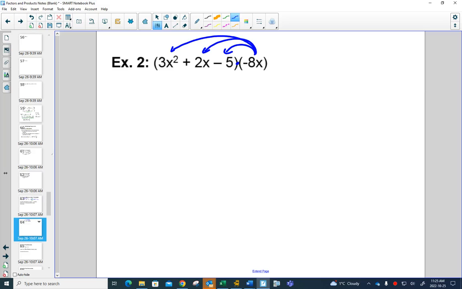And then when I look at these ones, negative 8 times 3 would be negative. How many x's? 3. Second one's 8 times negative 2, negative 16, x and x, x squared. And negative times negative, positive, 5 times 8, 40.